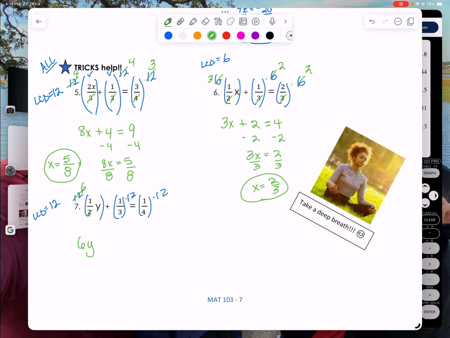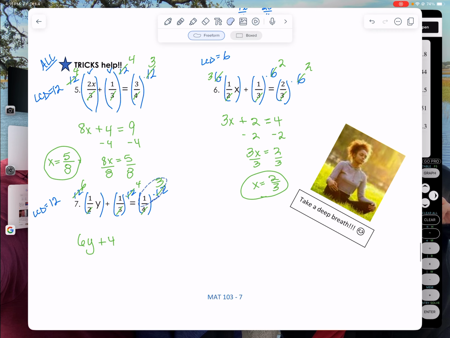And then I have plus 1/3 times 12. So my 3 on the bottom goes into my 12 4 times. Let's see what I have left over. I've got a plus 1 times 4, so that'll be a plus 4. And then finally, 1/4 times 12. 4 goes into 12 3 times. So I'm going to have a 3 on the other side of the equal mark, right? Equals 3. And then once again, I just subtract.